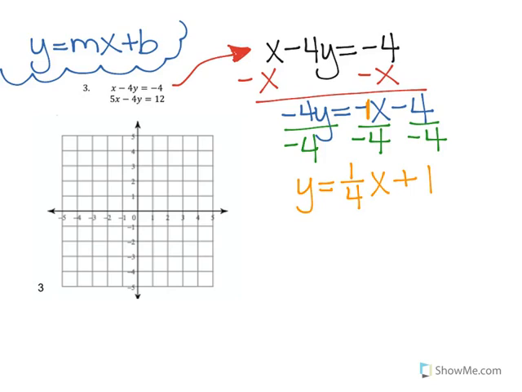Now that I have that in slope-intercept form, I'm going to graph that. So I'm going to start at 1 on the y-axis, and since I have a +1/4 slope, I can go up 1 and to the right 4. I can also go down 1 and to the left 4.